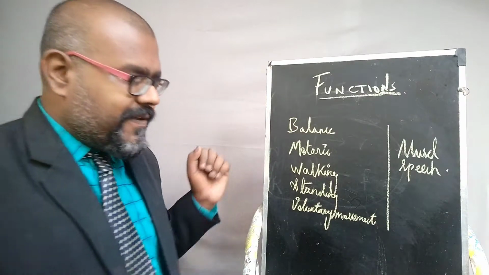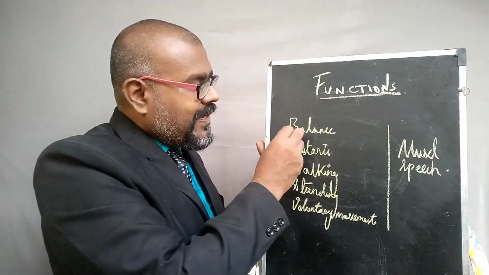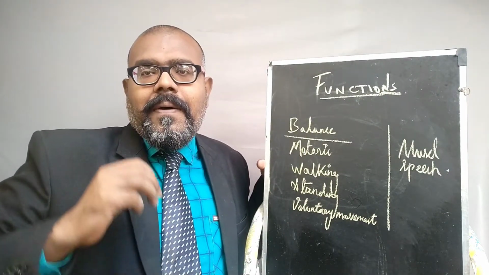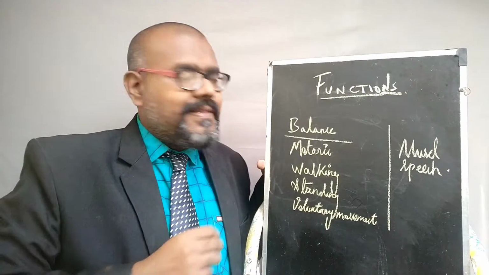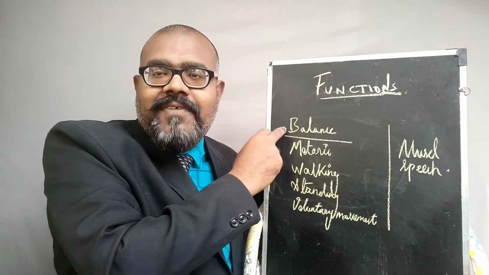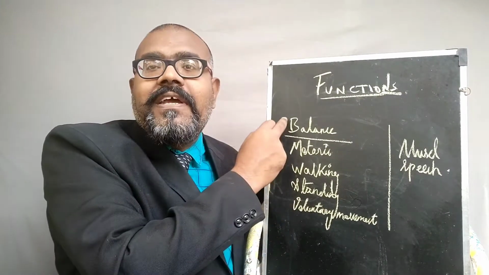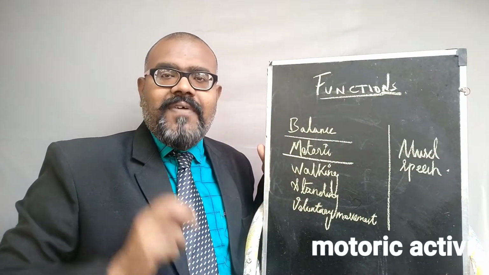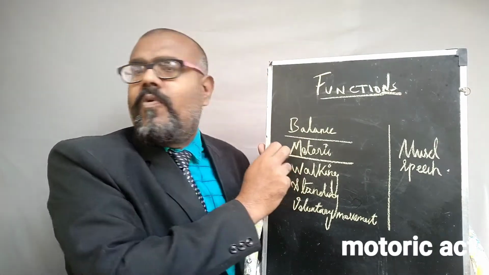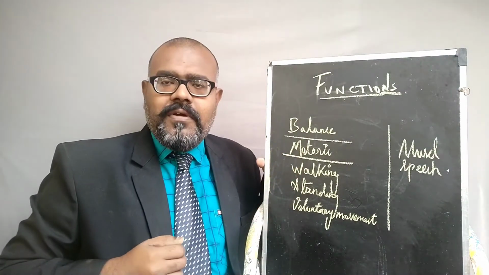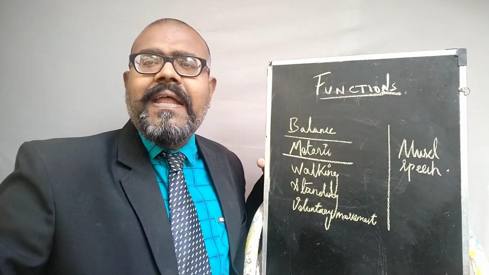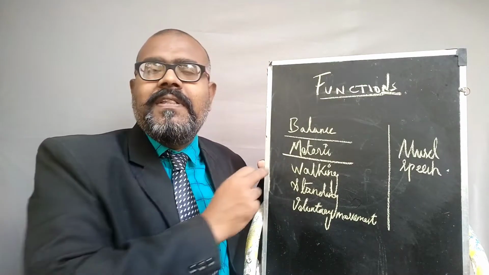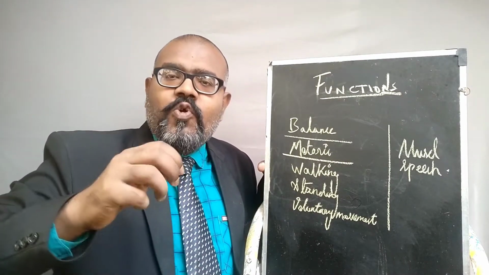The cerebellum maintains the balance of the human body. I will explain what balance indicates once I finish all these things. The second is motoric movement. If I want to move my hand like this, move my head like this, walk, or bend my knee, all the motoric movements are controlled by the instructions coming from the cerebellum. The cerebellum controls all these things.